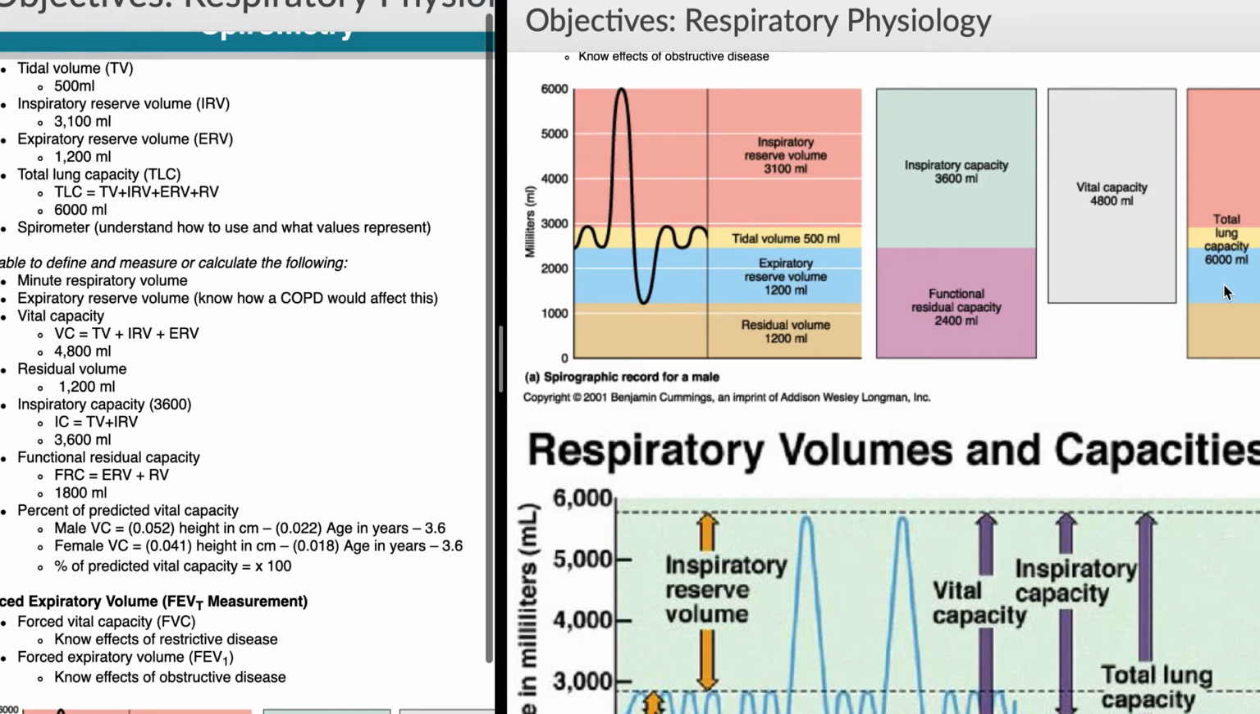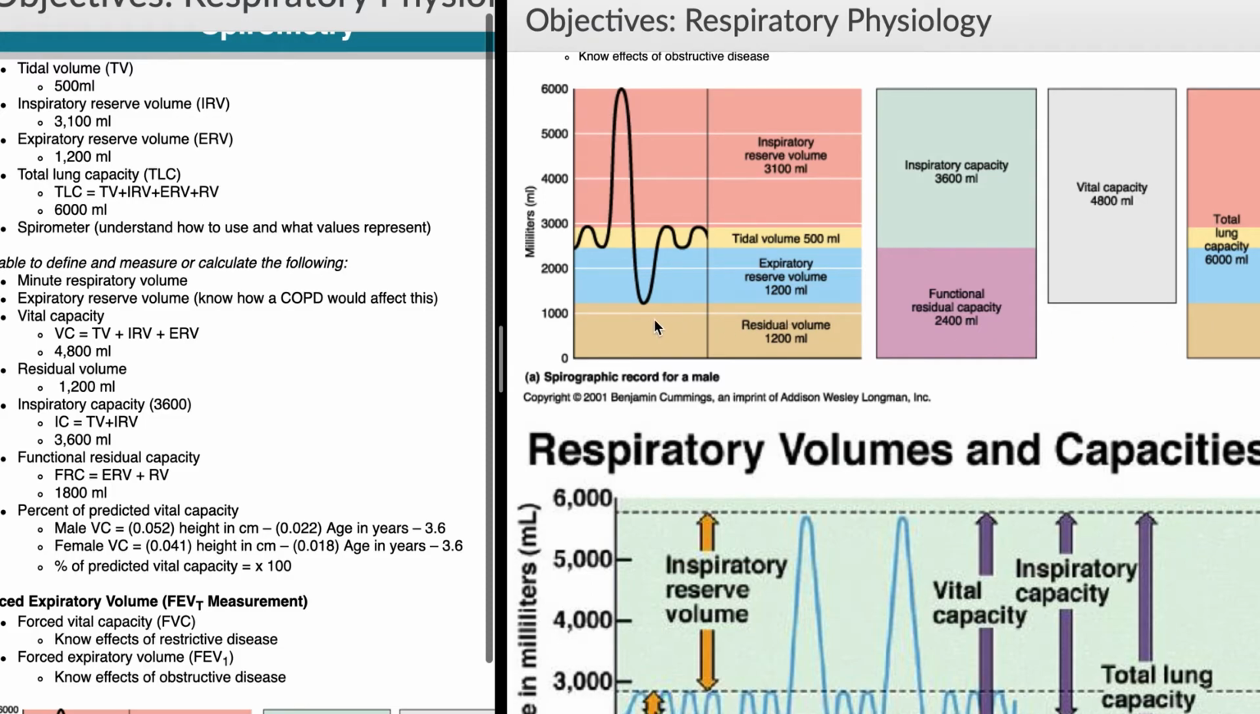And then the last one here is total lung capacity. So total lung capacity is all of these added together. And so you can see you've got the formula written out here. Total lung capacity is all of those volumes added together. Those 4 volumes added together would be total lung capacity. Total lung capacity is not one that you're actually going to measure clinically, though.